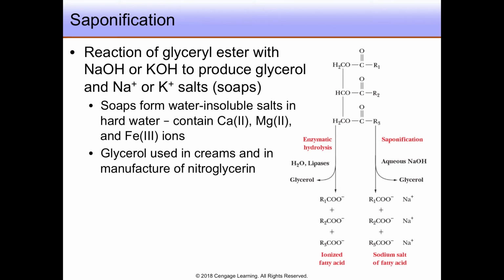The glycerol component of triacylglycerols is a common component in creams and lotions and is also used in the manufacture of nitroglycerin. We can see that triglycerides have both metabolic and chemical roles to play.